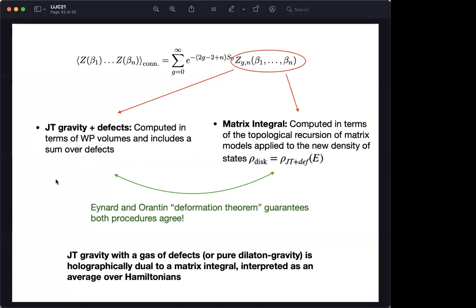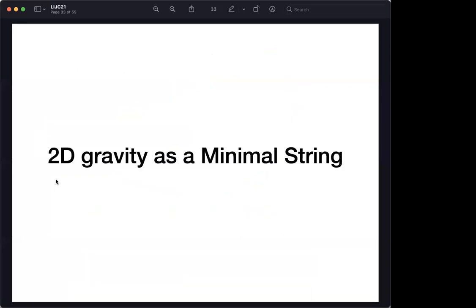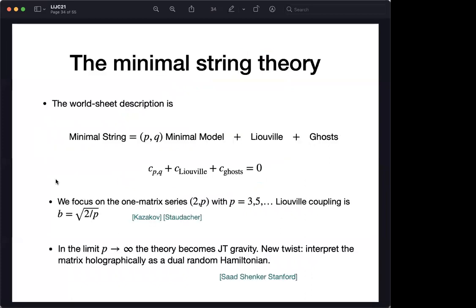So for each dilaton potential, you have a matrix integral with a matrix potential that is dual to this theory of gravity. But okay, so now, in the last minutes, I will mention the connection to the minimal string. The minimal string is a combination of a (P,Q) minimal model with Liouville and ghosts. If you go to the conformal gauge, we will focus on the one matrix series (2,P), because they are dual to the one matrix model.